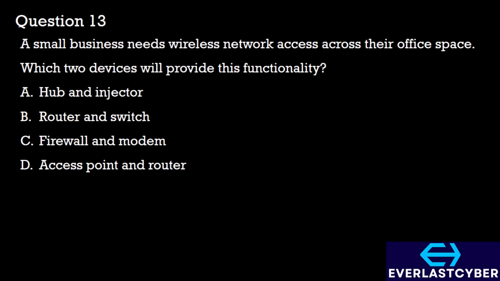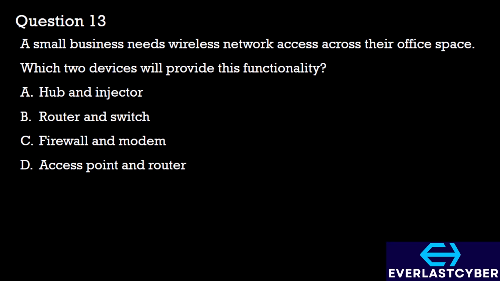Question 13. A small business needs wireless network access across their office space. Which two devices will provide this functionality? A. Hub and injector. B. Router and switch. C. Firewall and modem. D. Access point and router.